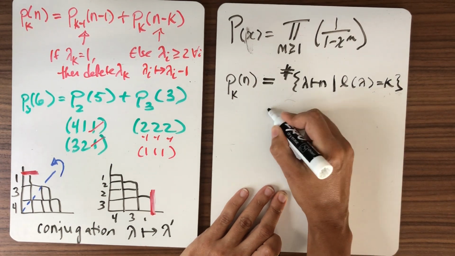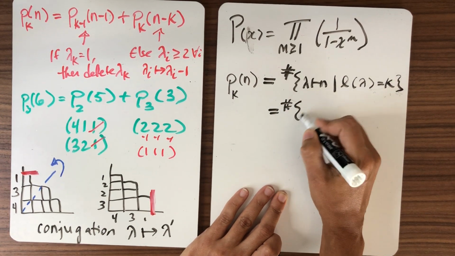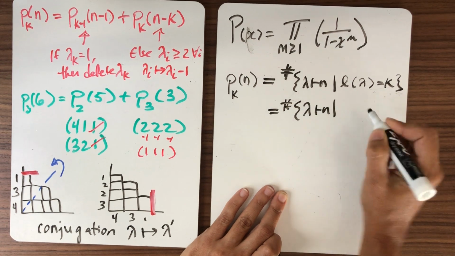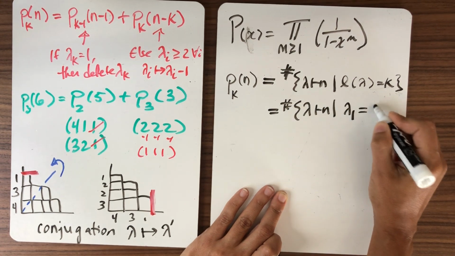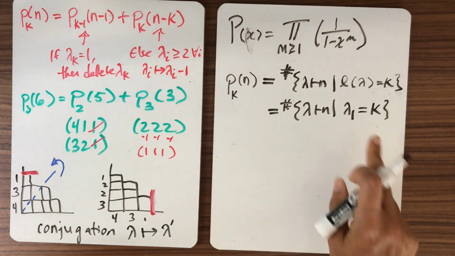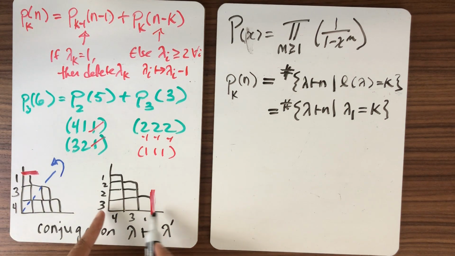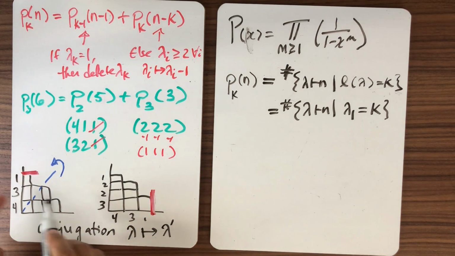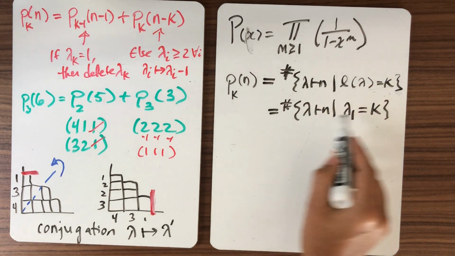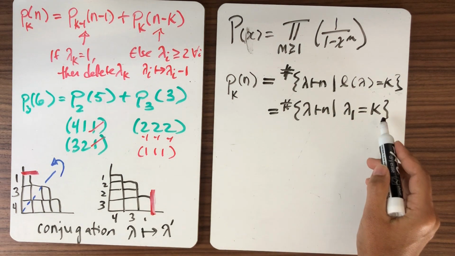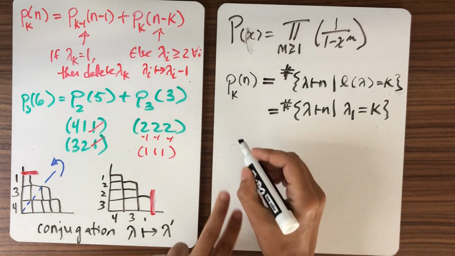And this is in bijection with the number of partitions lambda of n such that lambda 1 is equal to k. And this relationship between the length, which is the height in this picture, and the size of the largest part, which is the width in this picture, is exactly this operation of conjugation. So they're equinumerous. And now that we have this, we can reinterpret this formula here.